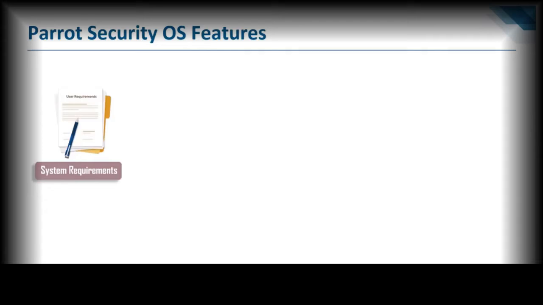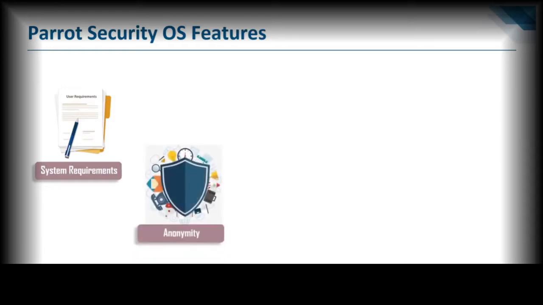So basically, it runs on Debian 9. It is compatible with 32 as well as 64-bit systems and ARM systems as well. And it requires a minimum of 256 MB RAM. So those are the system requirements. Moving on, it also supports anonymity. It offers a tool called AnonSurf, including anonymization of the entire operating system.